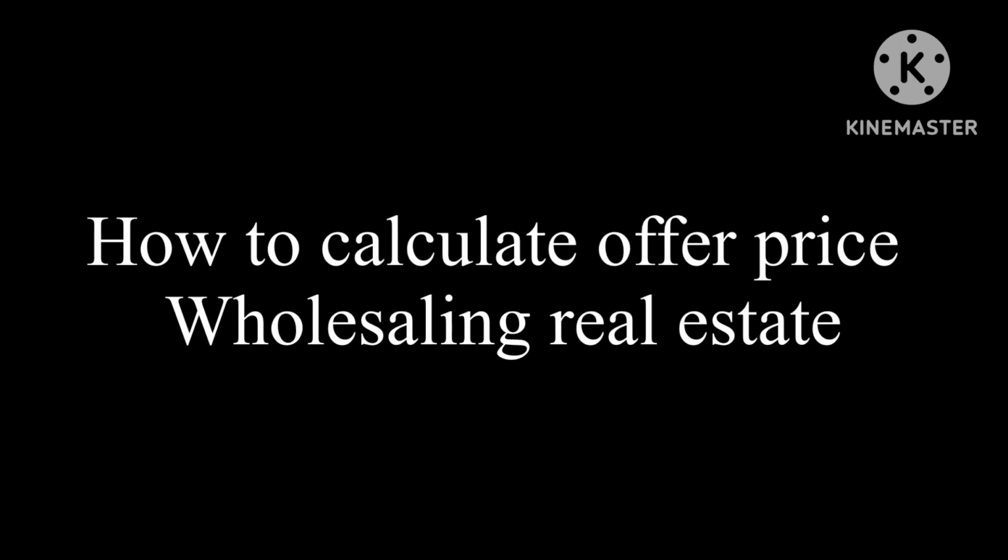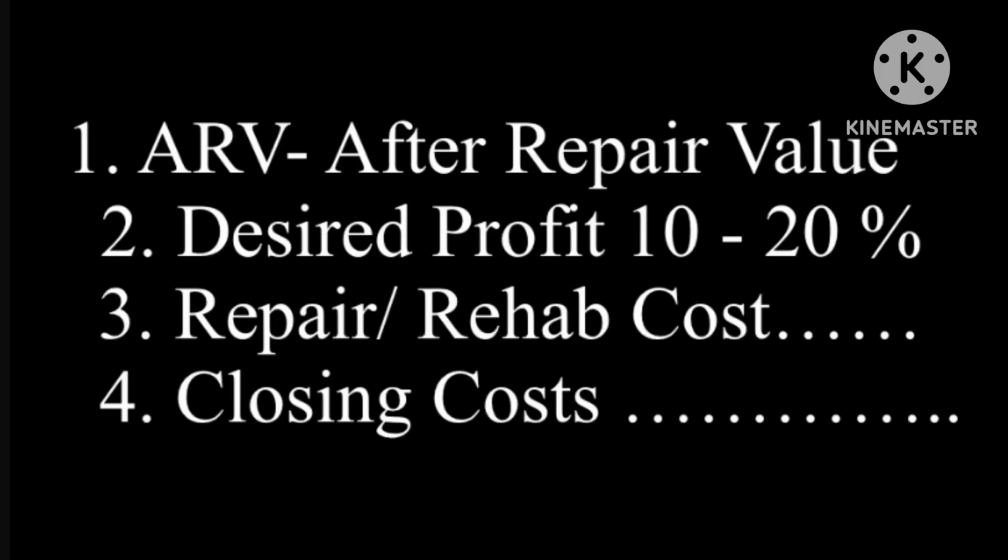So today we're going to get right into it. To calculate my offer price, usually I use a simple formula. I usually start with the ARV. So first you're going to find your ARV. After you find your ARV, you're going to find your desired profit on this deal. After you find your desired profit, you're going to find your repair cost for the property. And once you find your repair cost, you're going to calculate your closing cost. Once you have these things, now you'll be able to find your offer price.